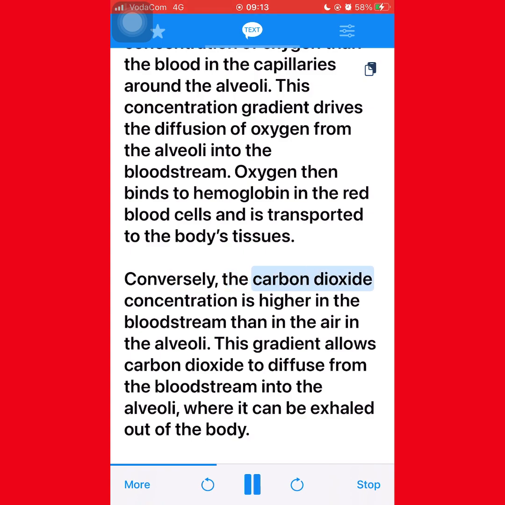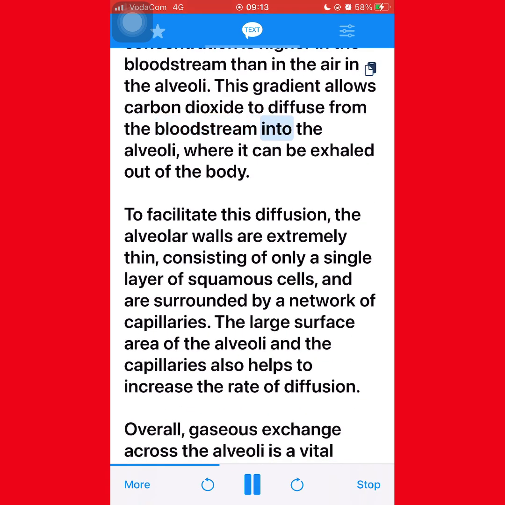Conversely, the carbon dioxide concentration is higher in the bloodstream than in the air in the alveoli. This gradient allows carbon dioxide to diffuse from the bloodstream into the alveoli, where it can be exhaled out of the body. To facilitate this diffusion, the alveolar walls are extremely thin, consisting of only a single layer of squamous cells, and are surrounded by a network of capillaries.